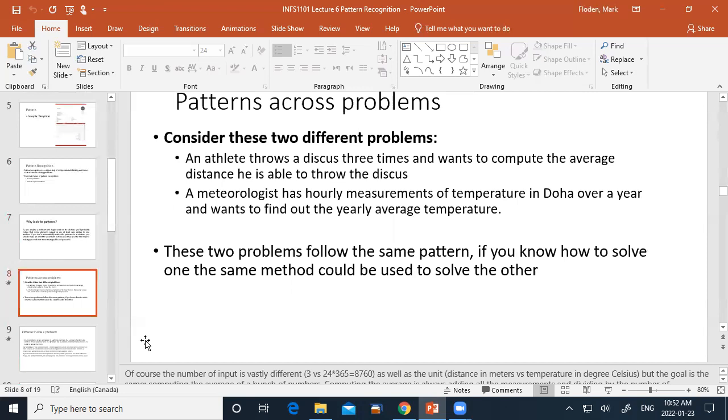The meteorologist wants to know what is the average temperature. But the meteorologist is actually taking that temperature like every hour of every day in the year. So it's a lot more temperatures. But the pattern that we see is that we get these numbers and we find the average. And the average pattern is the same wherever you do it, right? You take the total and you divide by the count. That's average. And so that's a type of problem which goes across, can be solved everywhere.